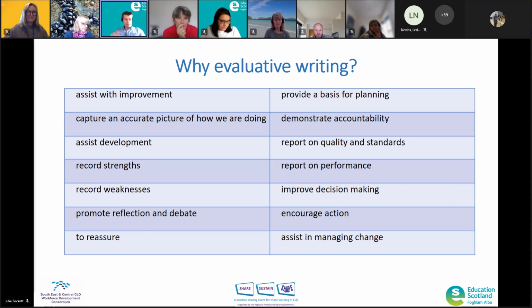So, looking at evaluative writing has many uses beyond just self-evaluation, and it can help inform the impact of the practice. So I think it's quite key to highlight that we're not just doing this session today to talk about how if you do a self-evaluation document for your service or discipline, it's not just about that, it's about how you use it in day-to-day running of your activities and the work that you deliver upon.